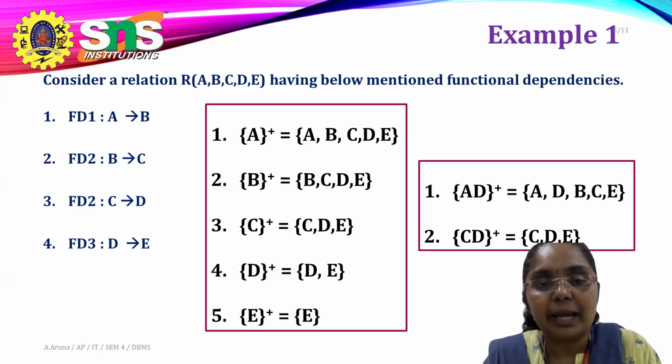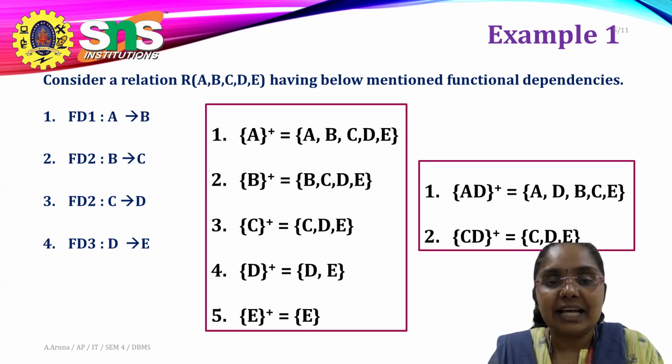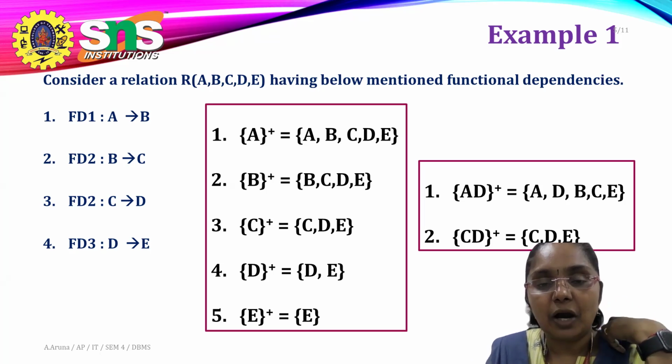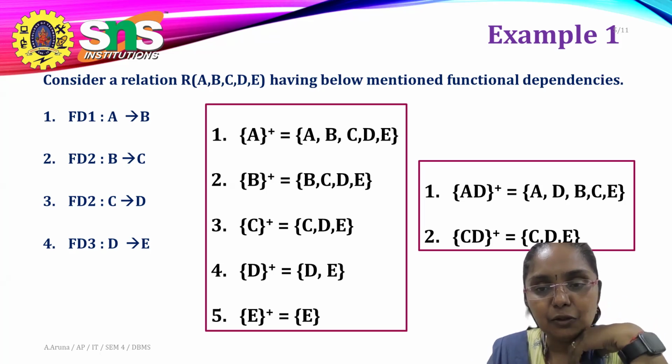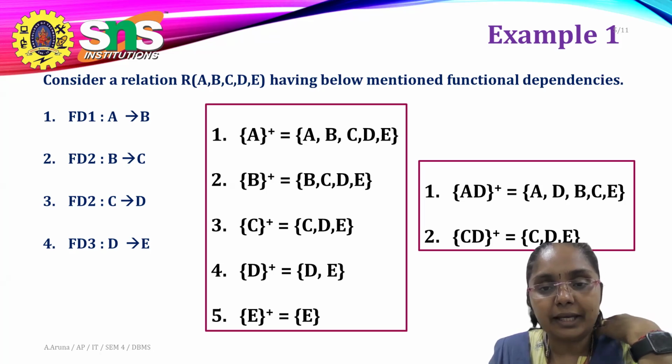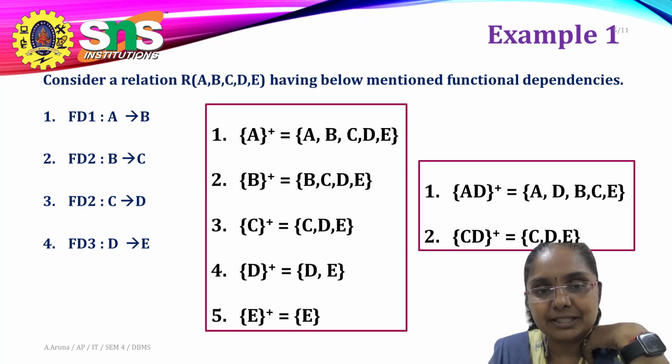Again, I have to calculate ABC closure. Next I have to get BCD closure, CDE closure, DEA closure, EBA closure. This is how we can identify the closure set. And also in a particular relation, how can I identify all the possible super keys? How many super keys are present? Here, this is a super key.